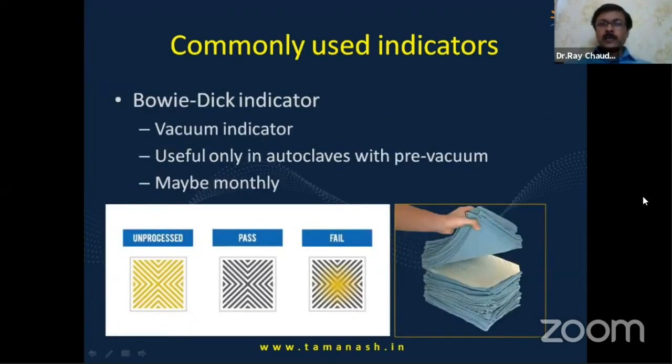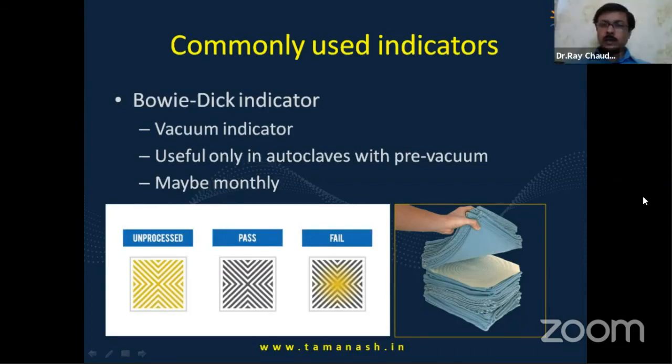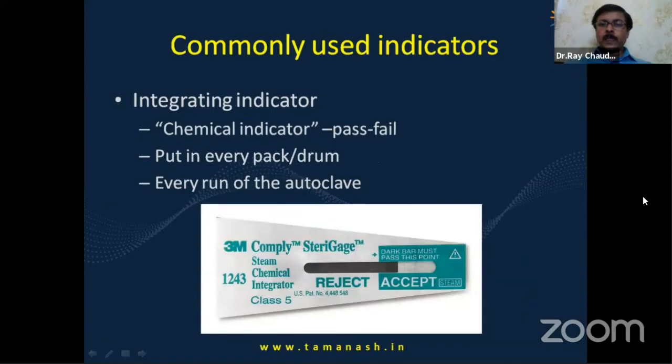Bowie-Dick indicator is a class 2 indicator, which is a vacuum indicator and useful in autoclaves with pre-vacuum. It only shows that the pre-vacuum part is working properly, and there is a challenge test in which you have to place it within a set of towels and look at the result. So this must be done about once a month, or if you suspect the autoclave is malfunctioning.